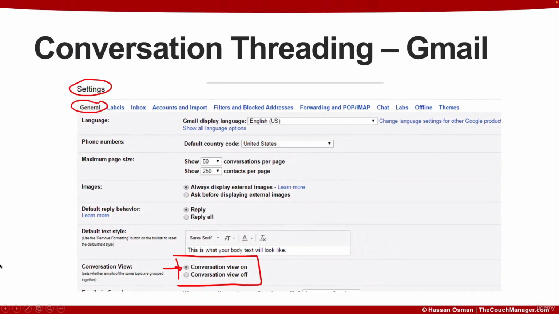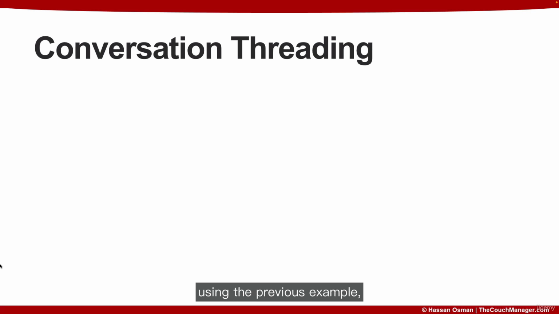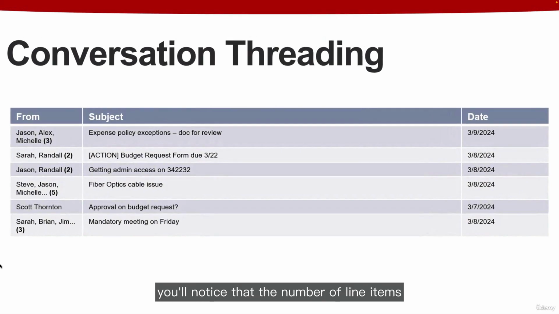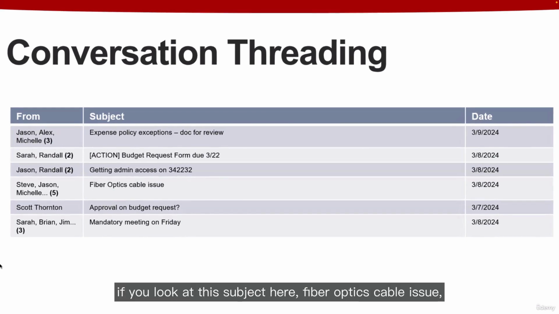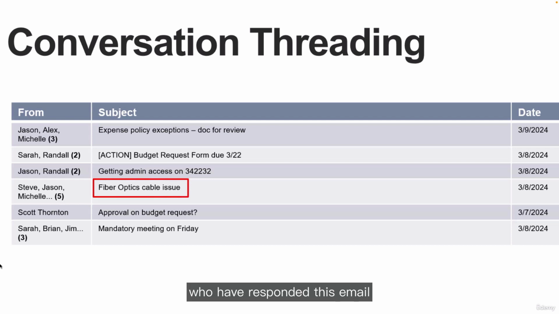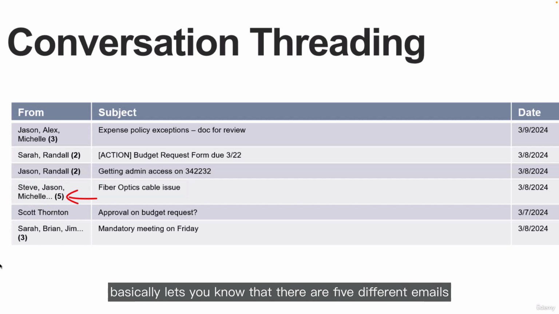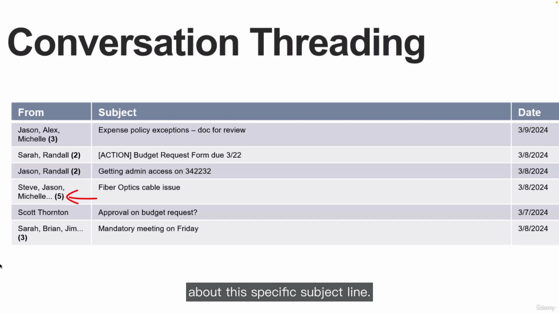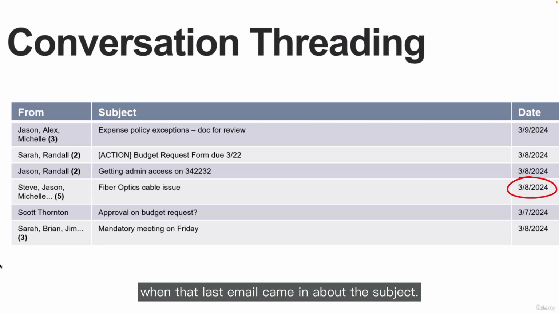And to show you how this looks using the previous example, you'll notice that the number of line items has significantly reduced. And the way you'll read this is if you look at this subject here, fiber optics cable issue, you'll notice some of the people who have responded to this email. So Steve, Jason, and Michelle. And then the ... just indicates that there are more people than just those three. And then this number in parentheses basically lets you know that there are 5 different emails about this specific subject line. And then the date over here indicates when that last email came in about the subject.